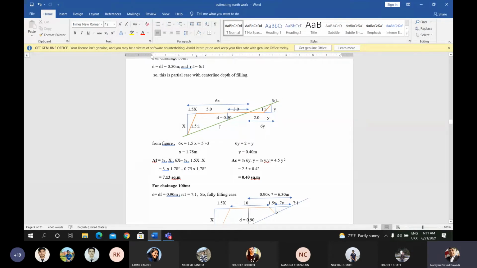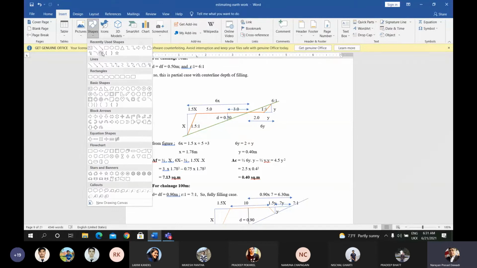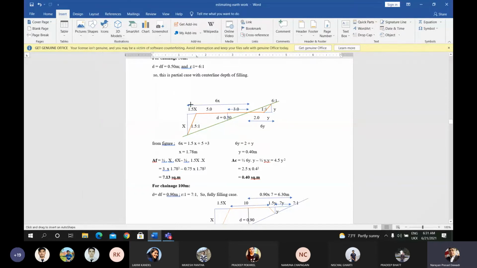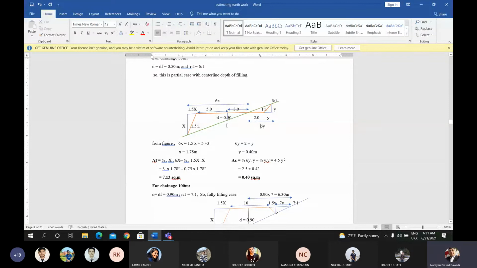Okay, now the half width of the road from the center of the road, this is the half width of the road. This is the portion, and this is 5 meters. Okay, and this is 0.50 here. This is 0.50. The slope is 10 is to 1, 6 is to 1.